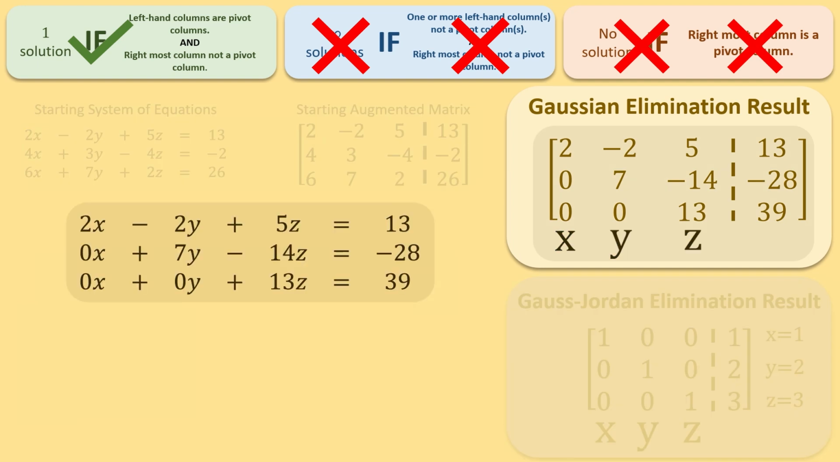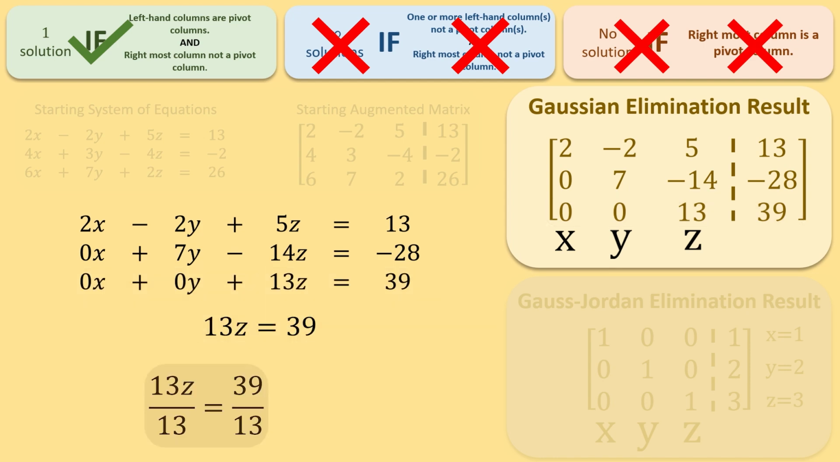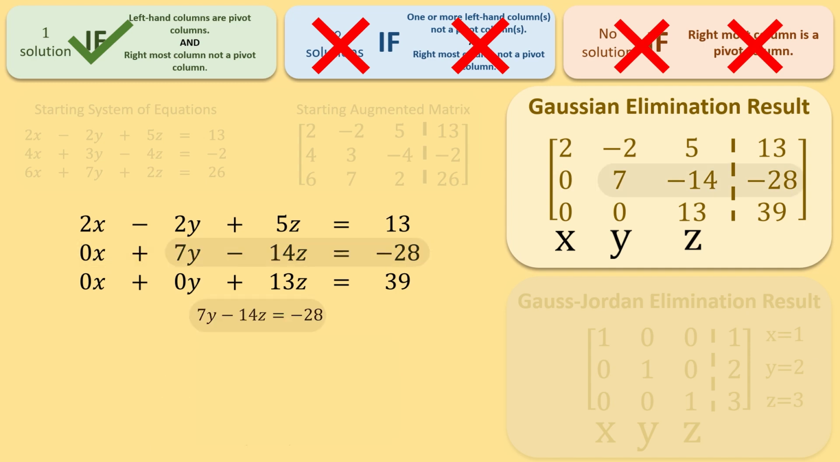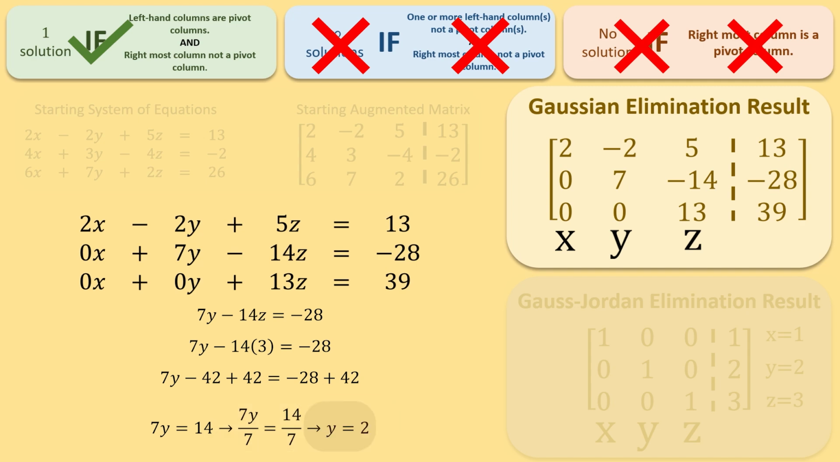Similarly, this top system will get us the same result. Starting with the bottom row, we see that 13z equals 39. Dividing by 13 on both sides, we get z equals 3. Going up to the next row, we have 7y minus 14z equals negative 28. But we already know z equals 3, so we have 7y minus 14 times 3 equals negative 28. This gives us 7y minus 42 equals negative 28. Add 42 to both sides and we get 7y equals 14. Dividing by 7 gets us y equals 2.